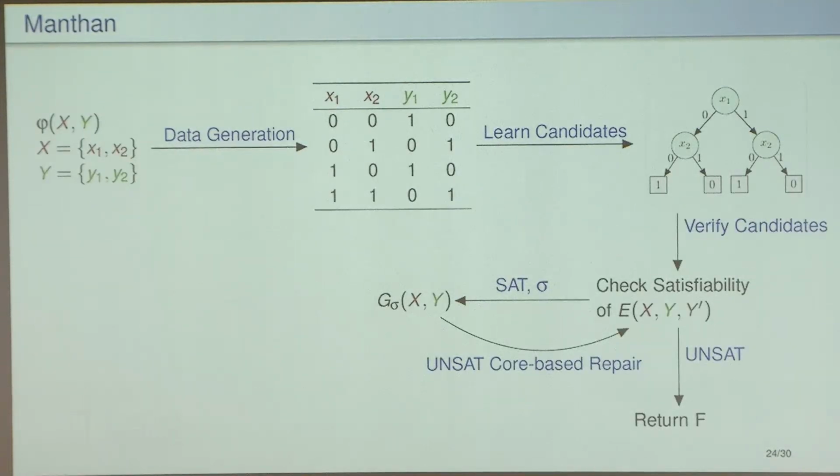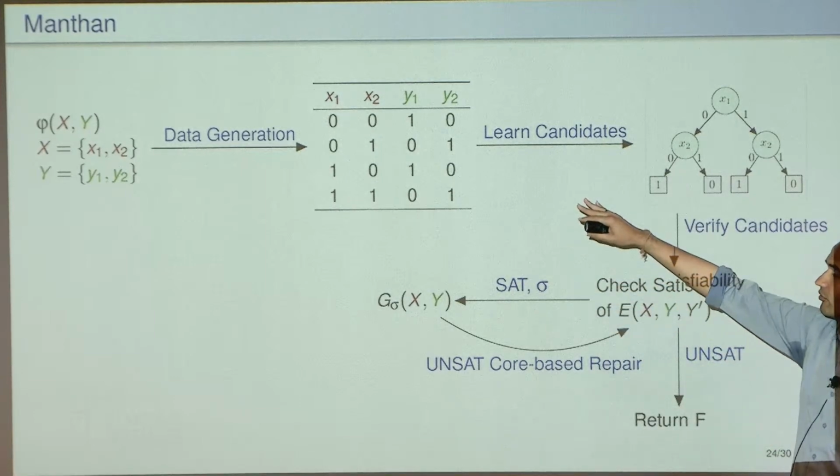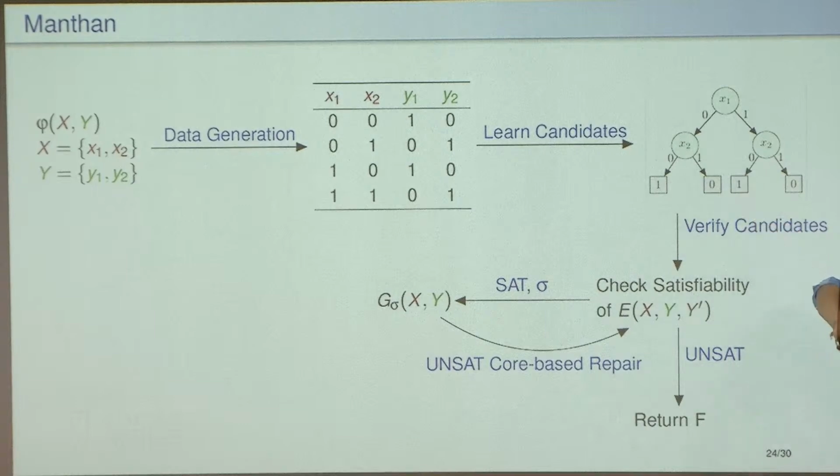All right, so this is how the entire approach works. We start with the formula, we generate the data, we learn the candidates, and we go on to check whether these candidates are correct or not. In that case, we first check the satisfiability, and we get a counterexample. When we get a counterexample, we look for a nicer counterexample using a MaxSAT query. Once we get a nicer counterexample, we use UNSAT cores to repair it. We keep going until we have gotten the correct Skolem functions.